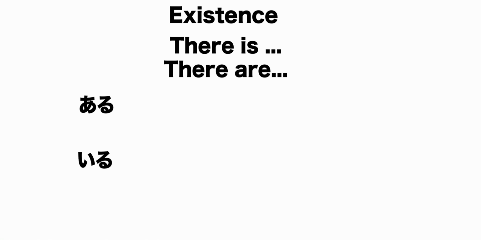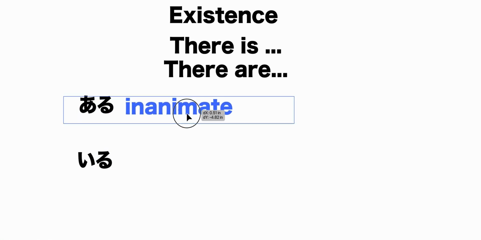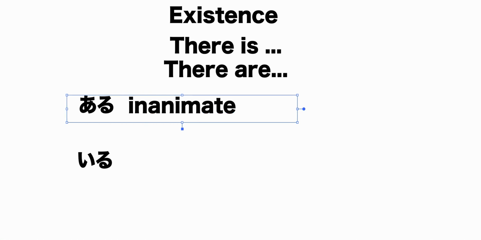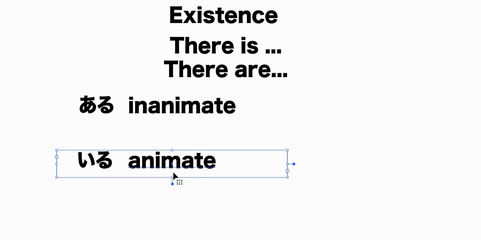So, to explain, aru is used when we're talking about inanimate things, and iru is used when we're talking about animate things. So for example, if you're talking about a house, you would use aru. If you're talking about a person, you're going to use iru. Animals would be iru. A book would be aru. Coca-Cola would be aru. Your father or mother or parents would be iru because they're animate, they're living, they move around and stuff like that. So for there is or there are with animate objects, we use iru. For there is and there are with inanimate objects, we use aru.